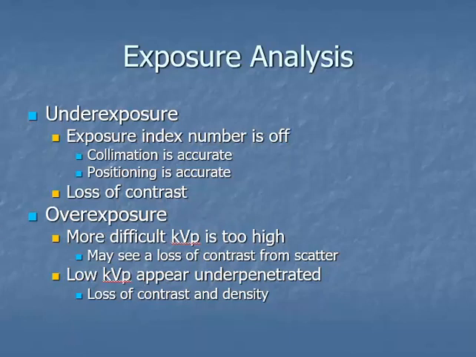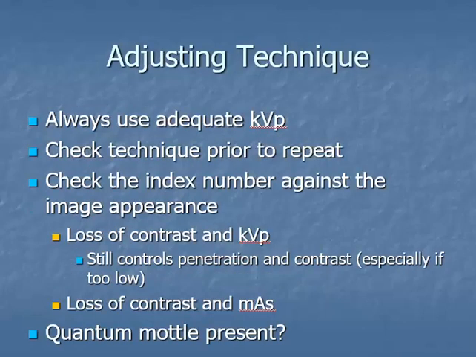Overexposure requires a little bit more analysis. If you have overexposure because your kVp is too high, you may see a loss of contrast from increased scatter radiation and increased penetration. Or if your kVp is too low but your mAs is too high, then you may see a loss of contrast and density, both, even though your index number indicates overexposure.